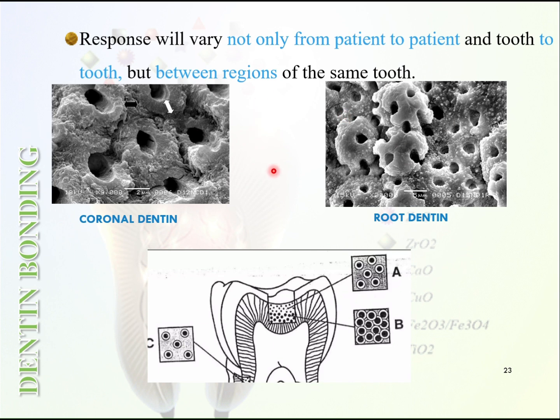So this bonding agent response will not only vary from patient to patient. Within the same tooth structure, in different regions, there will be variations. Like coronal dentin, the tubules are more compared to the radicular dentin, where the tubules are less. You can see here the tubules are less compared to the coronal dentin. Again, in the coronal dentin region, when you go from the surface to the deeper sections, the tubules are increasing in size as well as in number.